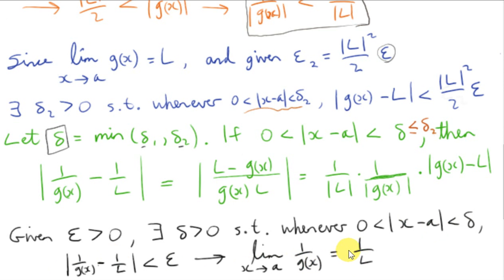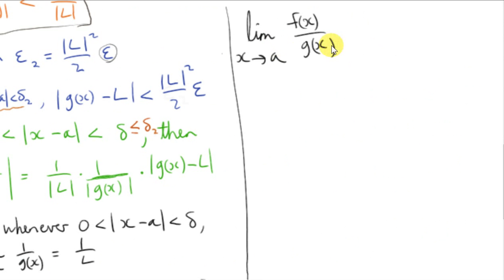Now the last part of the proof is straightforward because we can write this limit in this way. We can write it as the limit as x tends towards a of f of x times 1 over g of x, and then we can use the result of a previous video which says that the limit of a product of functions is the product of the limits of those functions.